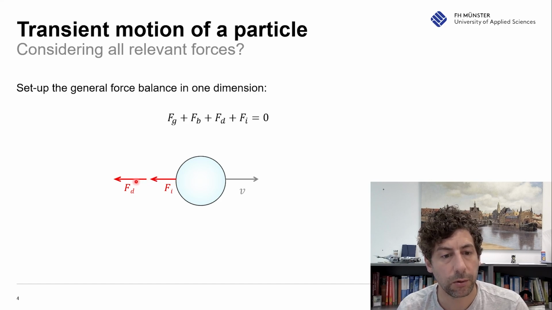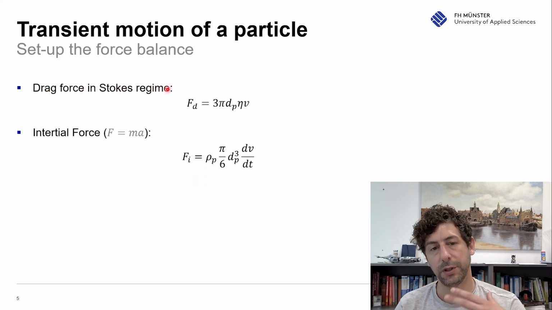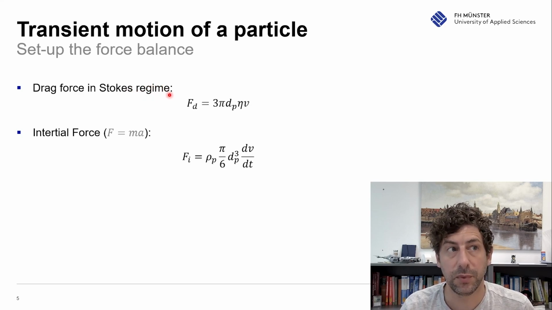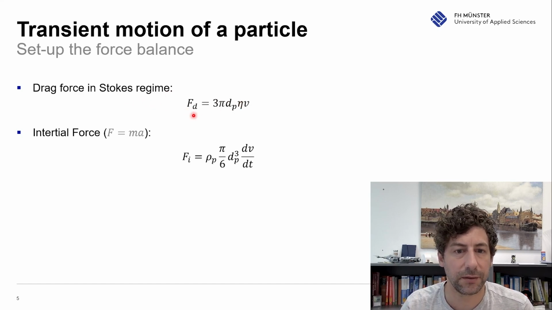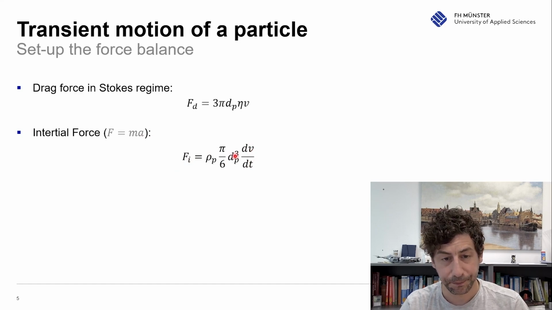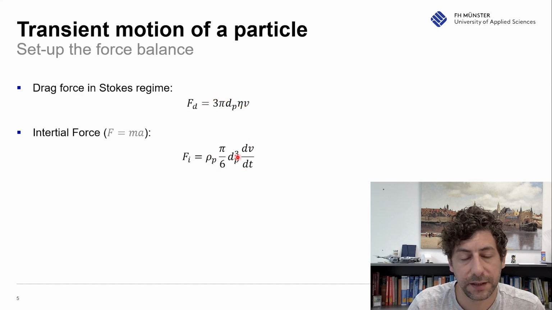So now we have to look at drag force and inertia. The drag force is quite easy because it is in the Stokes regime, which we already discussed in the previous video. What you have to keep in mind is that we talk about a small particle, and small particle means small Reynolds number, and small Reynolds number is the Stokes regime. So we have a very easy equation here for the drag force. Then we have the inertia force, F equals m a, where a is dv divided by dt. And now we just have to sum up both of these, so this plus this equals 0.